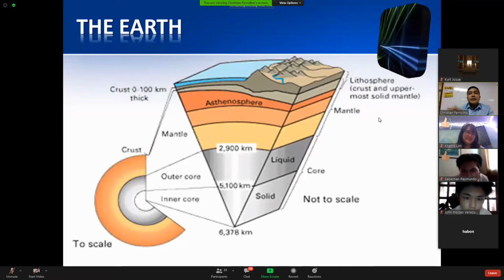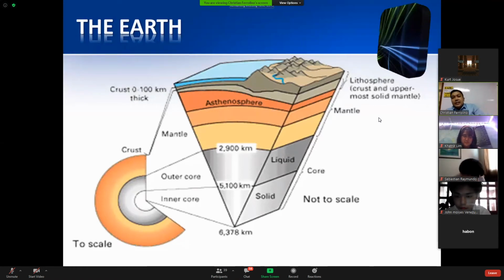Okay. So our diagram fundamentally is showing to us the structure of the Earth. You may notice that the structure of the Earth itself is composed of several layers. So let's look into this one. The first layer of the Earth is the lithosphere, which is the crust. So the lithosphere is composed of the crust. That's the first layer.